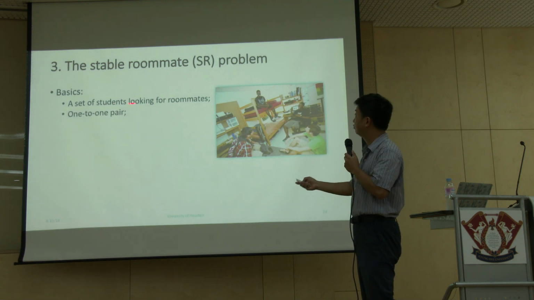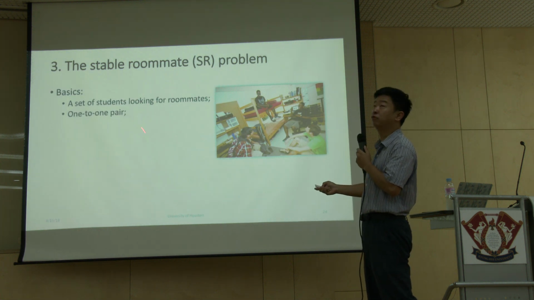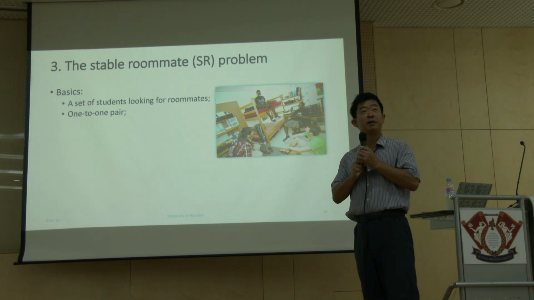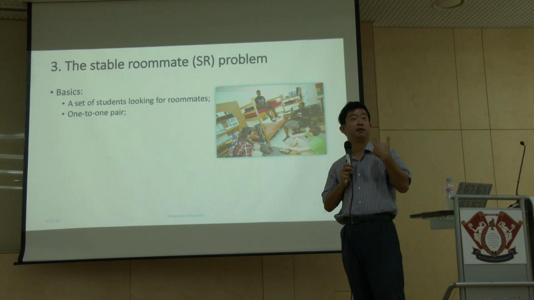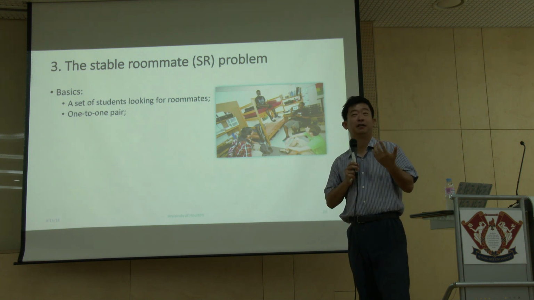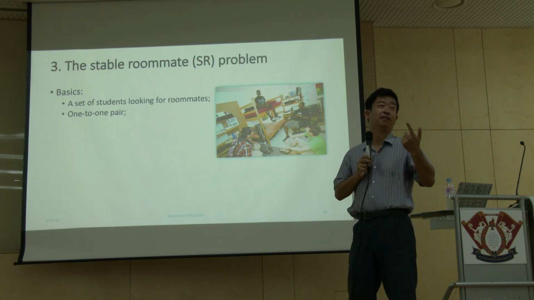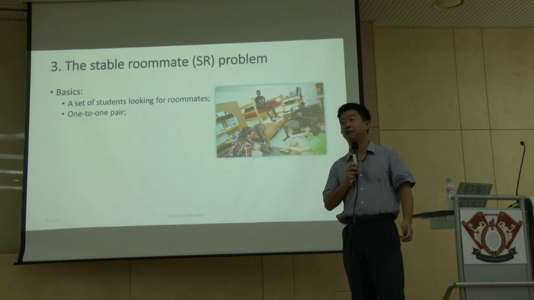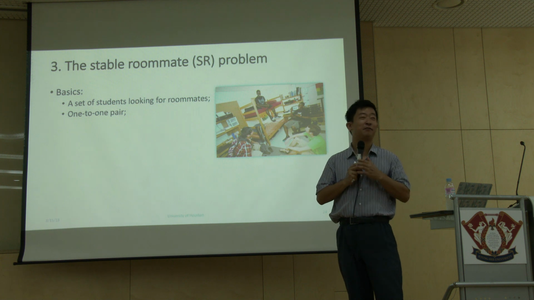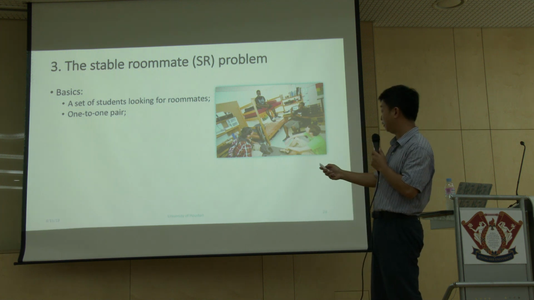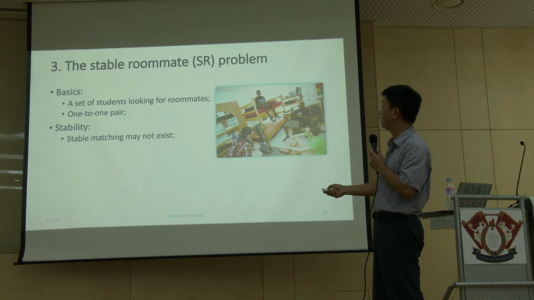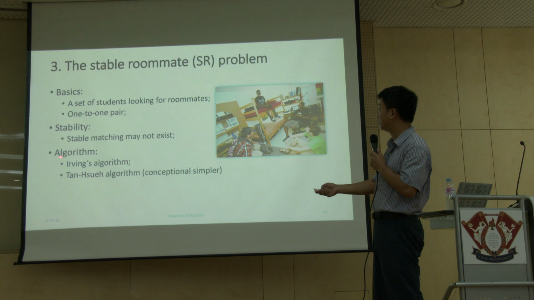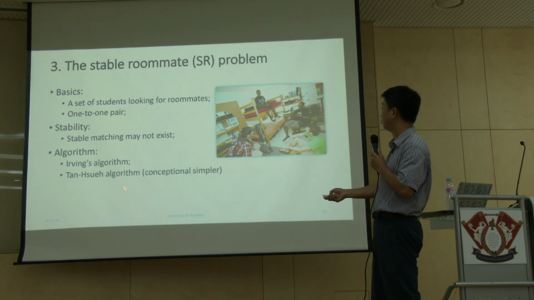So the basic setup is a set of students looking for roommates in one-to-one pairs. When I was an undergraduate student, there were 6 students per dorm room, but in the United States, it's one-to-one. I don't know how it is in Korea. Anyway, this is a one-to-one pair in this case, and they have stability. The stable matching may not exist. The algorithm is called the Irving algorithm, or Tan, I don't know how to pronounce it.